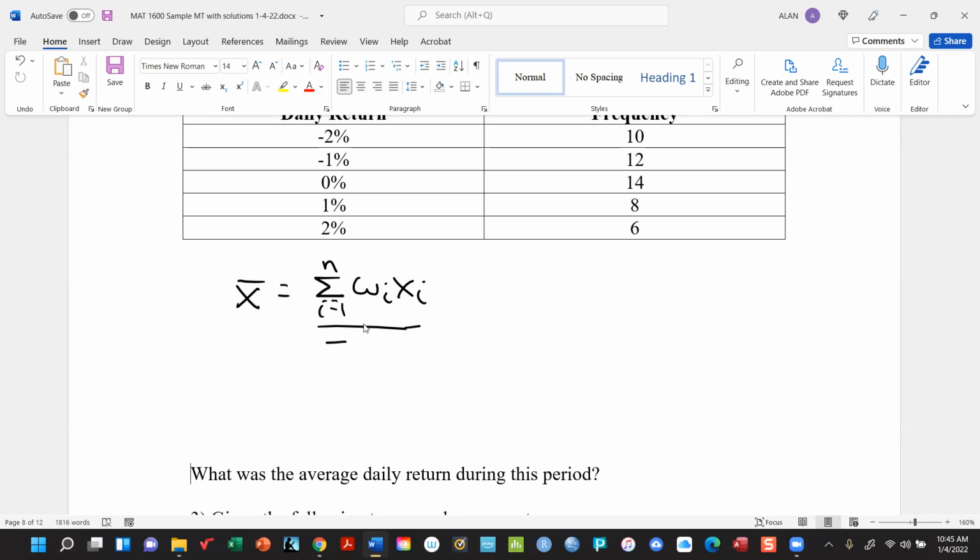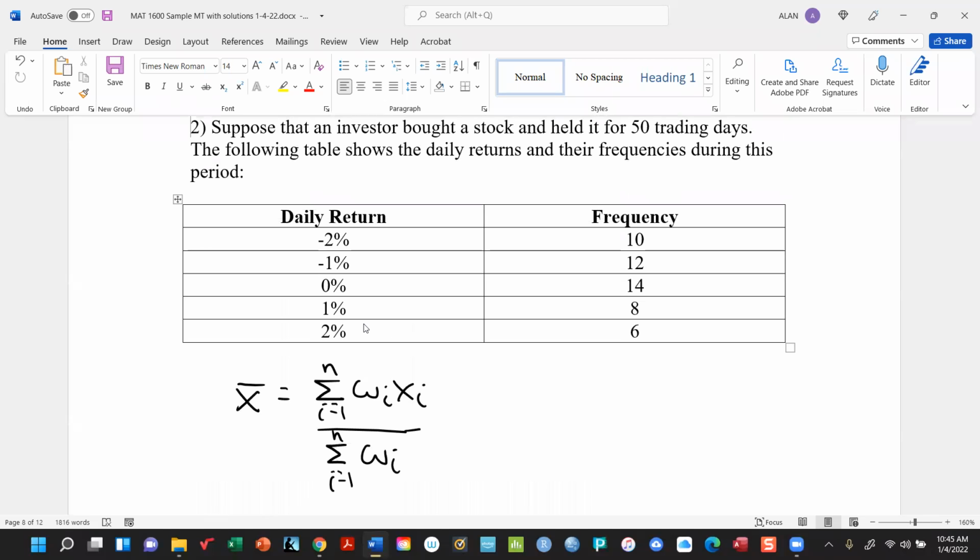And down here, you just have the sum of the weights. Now, if you look at this chart, which is which? The frequencies in this case are the weights. That means these are the X's, because that's what we're really analyzing, the average rate of return. We're not interested in the average frequency. We're interested in the average rate of return. So that's how you know the W's are the frequencies, because the frequencies tell us how often this happened.